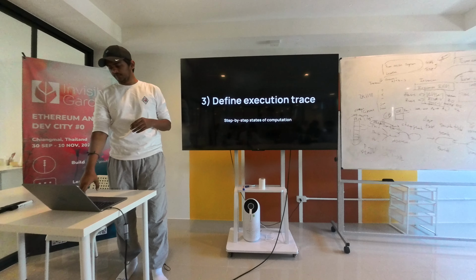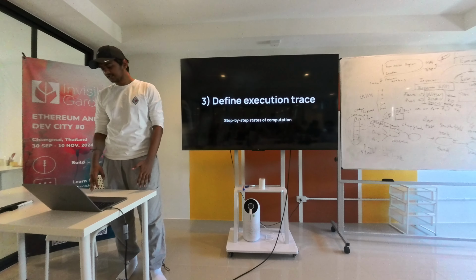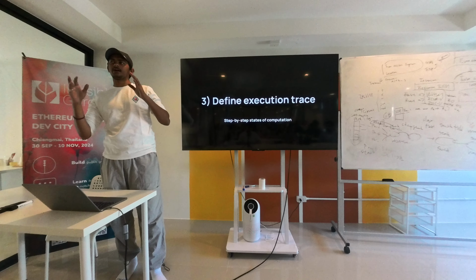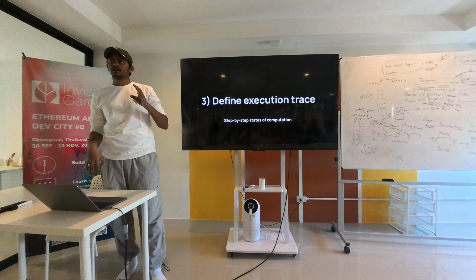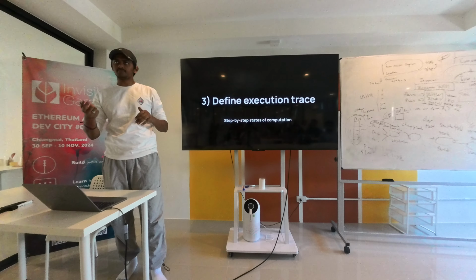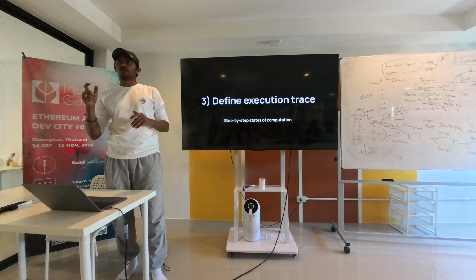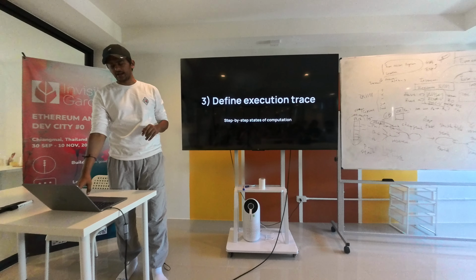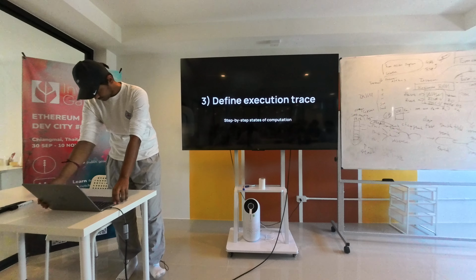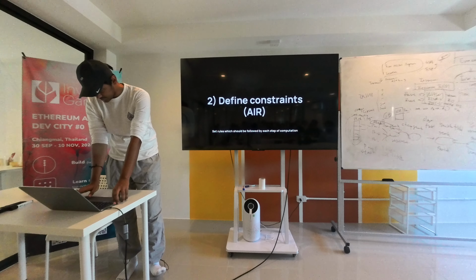And then we have the execution trace, that is, the step-by-step states of computation. You can count it as if there is a matrix. Each row of the matrix is counted as a step, and each step should follow the constraints that are set up in the algebraic steps.